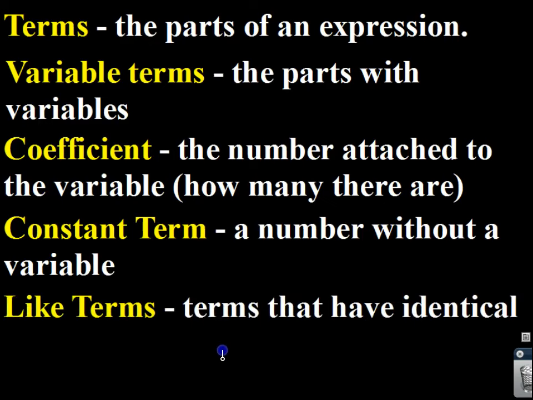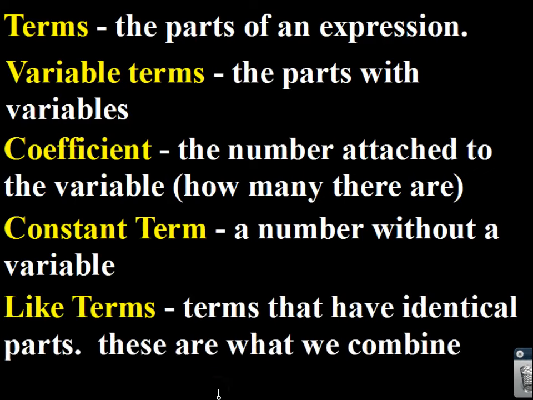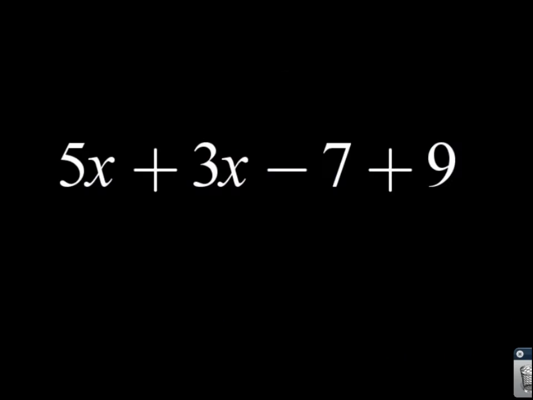Okay. And then we have this idea of like terms, and these are terms that have identical parts. These are the things that we're going to combine. They're the things that, like they said, are alike. Well, you'll see. So let's take a look at this. It's a lot easier, I think, if we take all of these different parts and apply them in a way. All right, so here is a variable expression.